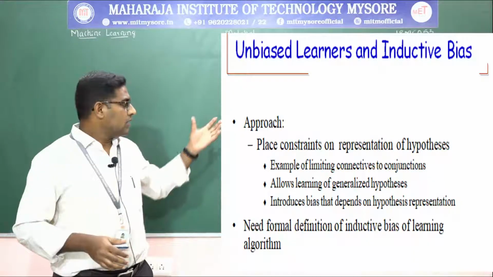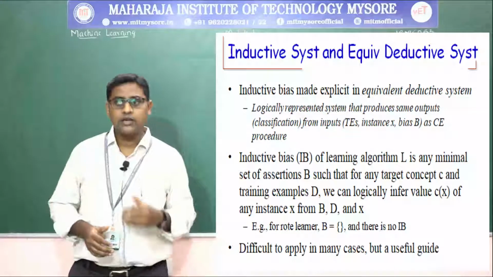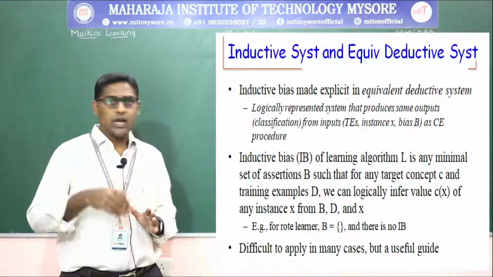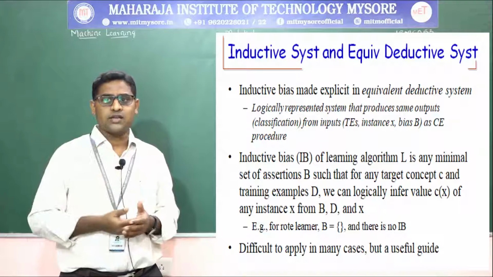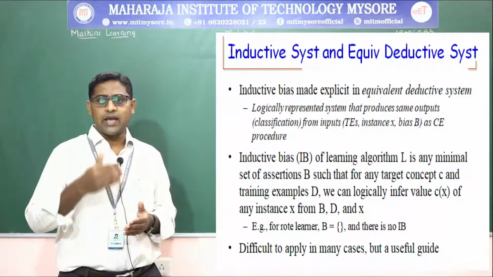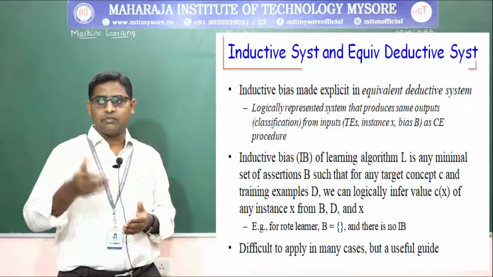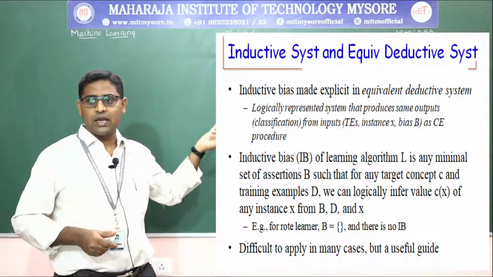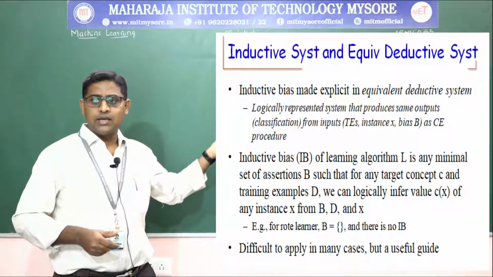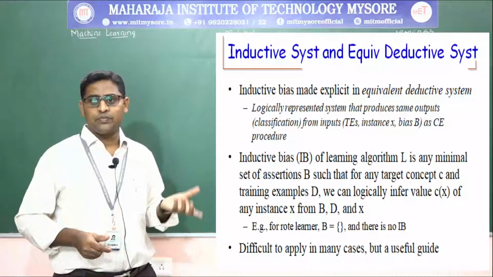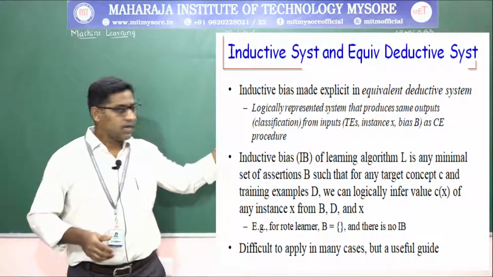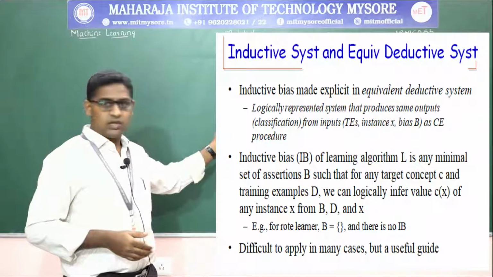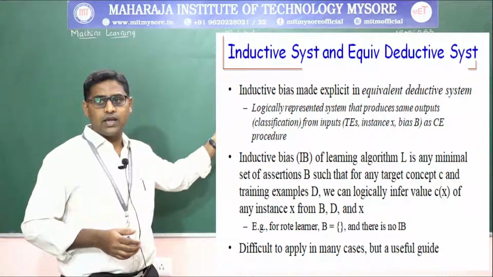The formal definition is a logically represented system that produces the same outputs, or classification, from the inputs. Inputs are nothing but the training examples, instances or data sets, or bias B as the candidate elimination algorithm procedure, that is CE. So the inductive bias IB of the learning algorithm L is any minimal set of assertions B such that for any target concept C and training examples D, we can logically infer the value of C of X for any instance X from B, D and X.